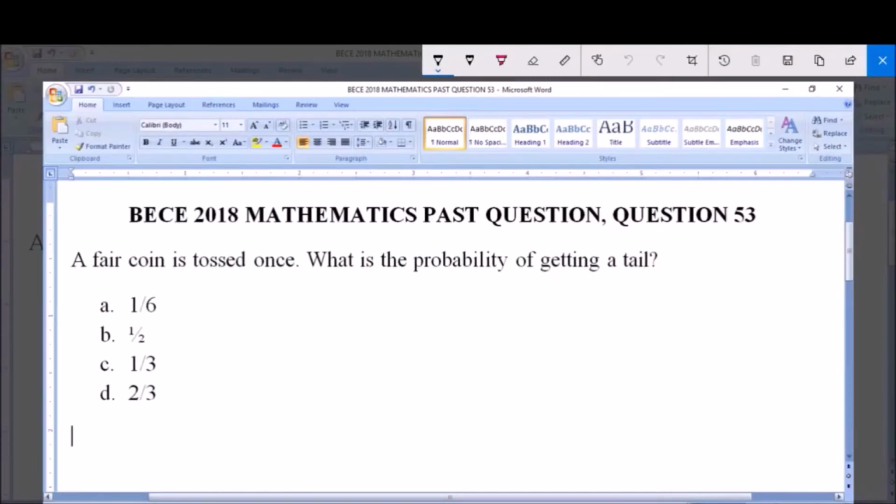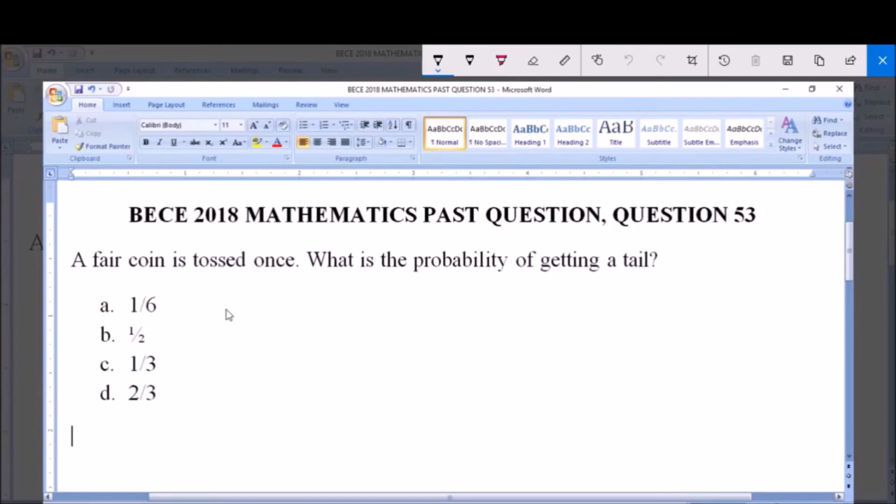Today we're going to be dealing with BECE 2018 Mathematics Past Question, question 53. A fair coin is tossed once. What is the probability of getting a tail? A. 1 over 6, B. 1 over 2, C. 1 over 3, and D. 2 over 3.